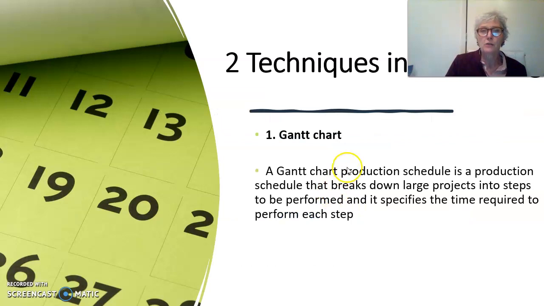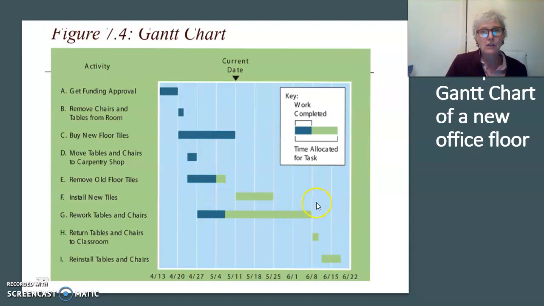Let's have a look at two techniques. The first one is the Gantt chart. It's a schedule which breaks down all production and activity steps into the time required to perform each step. So this is an example of a Gantt chart of a new office floor.